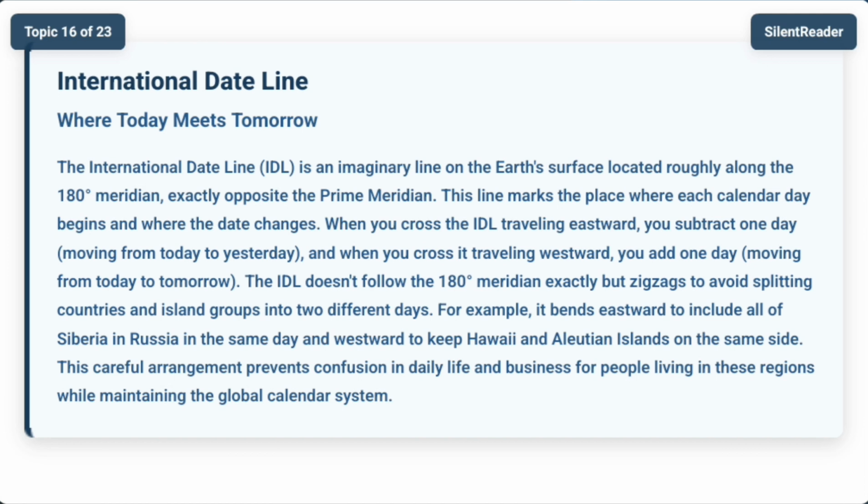The IDL doesn't follow the 180 degrees meridian exactly but zigzags to avoid splitting countries and island groups into 2 different days. For example, it bends eastward to include all of Siberia in Russia in the same day and westward to keep Hawaii and Aleutian Islands on the same side. This careful arrangement prevents confusion in daily life and business for people living in these regions while maintaining the global calendar system.